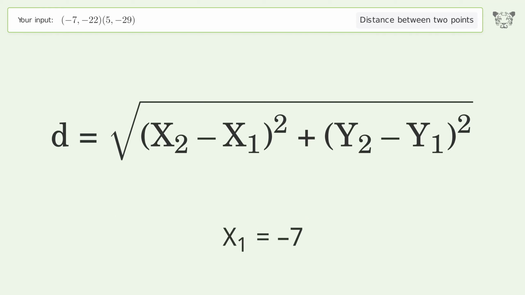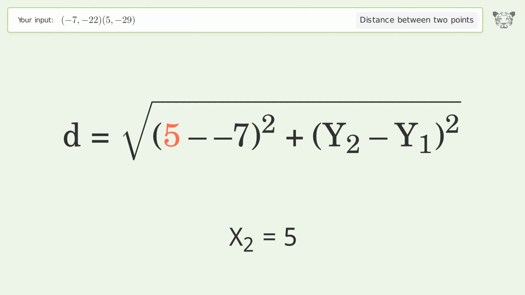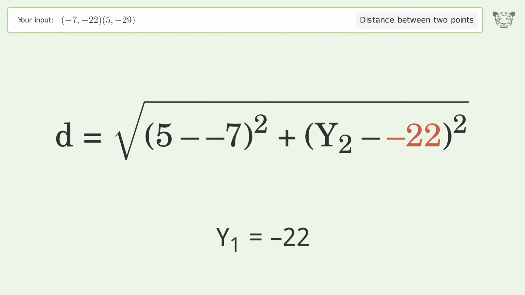x1 equals -7. x2 equals 5. y1 equals -22. y2 equals -29.